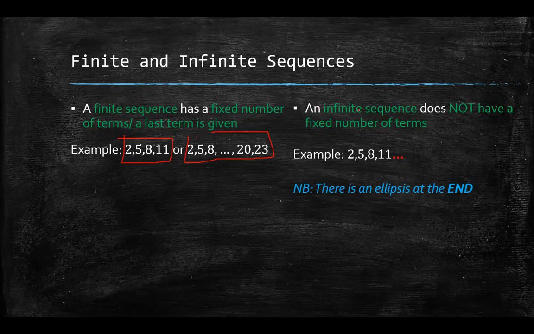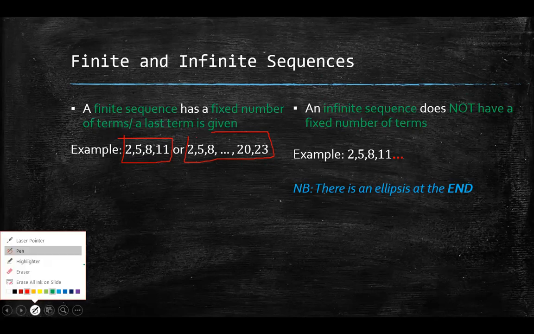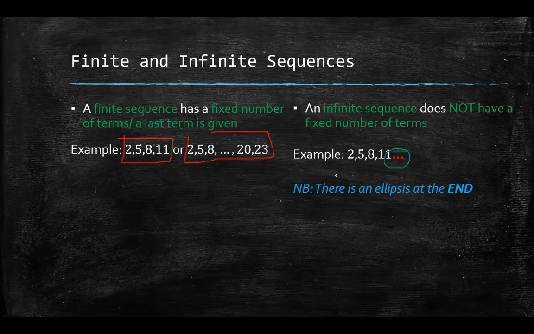That's different from an infinite sequence. You're not given a fixed number of terms. For infinite sequences, what you would see is an ellipsis at the end right there. That goes to show you that there isn't a fixed number of terms in this sequence. This could go on forever. So we already said from the example before, this is a sequence because we get successive terms by adding 3, meaning that the next term would be 14, and then the next one would be 17, the next one would be 20, then 23, then 26. This would go on forever.